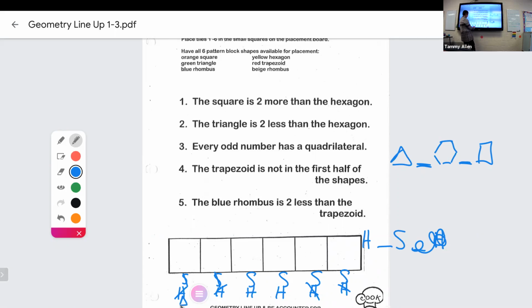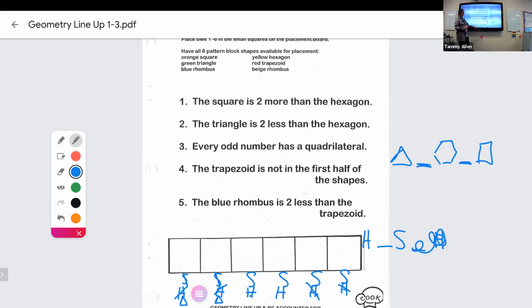So the triangle could be here, the triangle could be here. Could the triangle be here? No. Could we go triangle, space, hexagon, space, square? No. So those are the only 2 places a triangle could be. Could the hexagon be here? No. Could the hexagon be here? No.